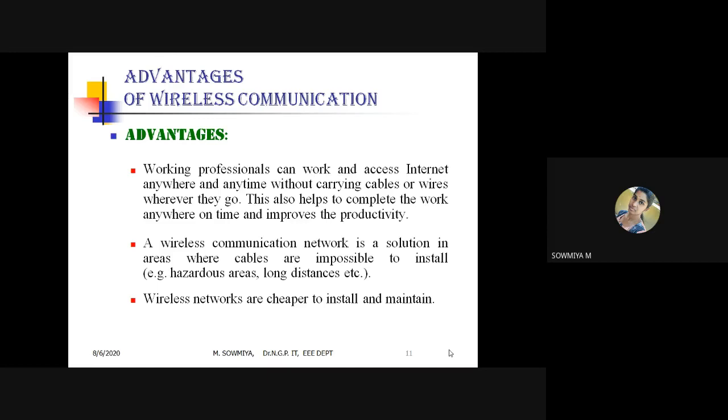Also, communication is possible in places where cables are impractical. We can contact people who are in hazardous areas, over long distances, in hilly regions, on battlefields, or in outer space. It also plays a major role for working professionals by providing internet anywhere and anytime without the use of cables or wires, wherever we go. It is also very helpful in completing work on time and improves productivity compared to wired communications.